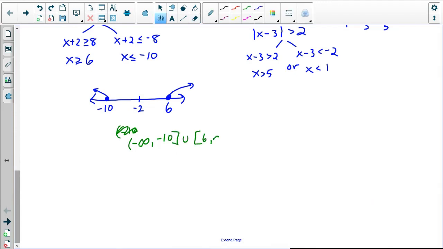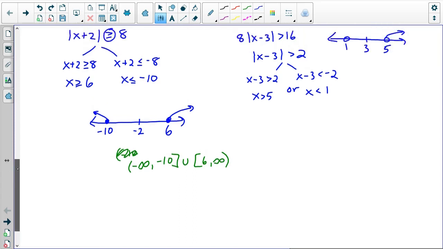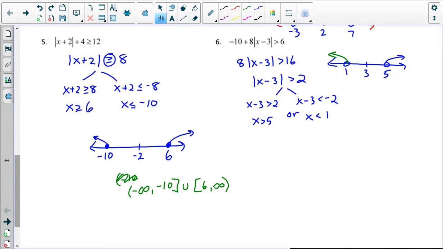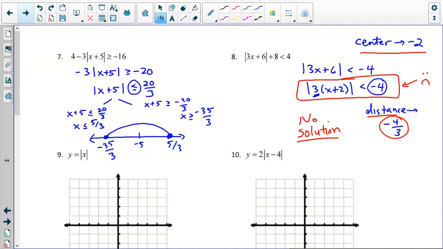Union 6 to infinity. This problem, it was going outward, correct? Oh, and I guess I forgot to do that. So this problem is going to be -infinity to 1, union 5 to infinity, and everything's in parentheses. Problem 7, I have bracket -35 thirds, 5 thirds, another bracket, and then this one is no solution. So I can put a 0 with a line through it.